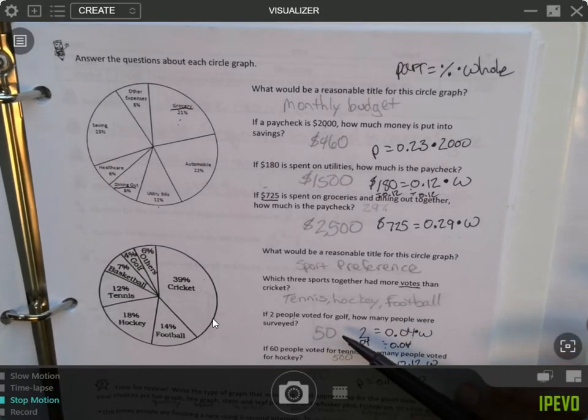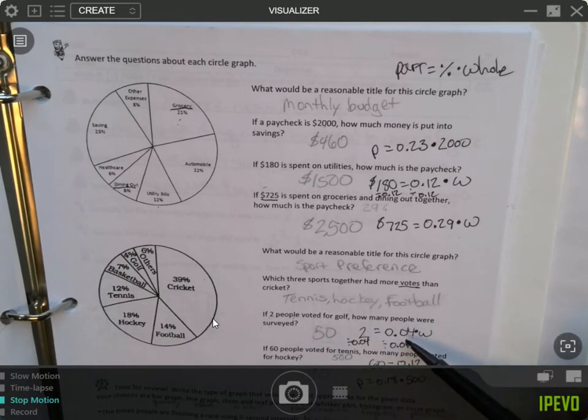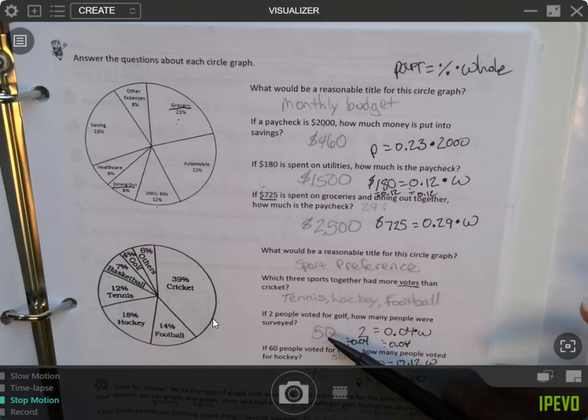If two people voted for golf, how many people were surveyed? So we know the part was 2. We know golf had 4%. So we had to divide 2 by 0.04 and we get 50.